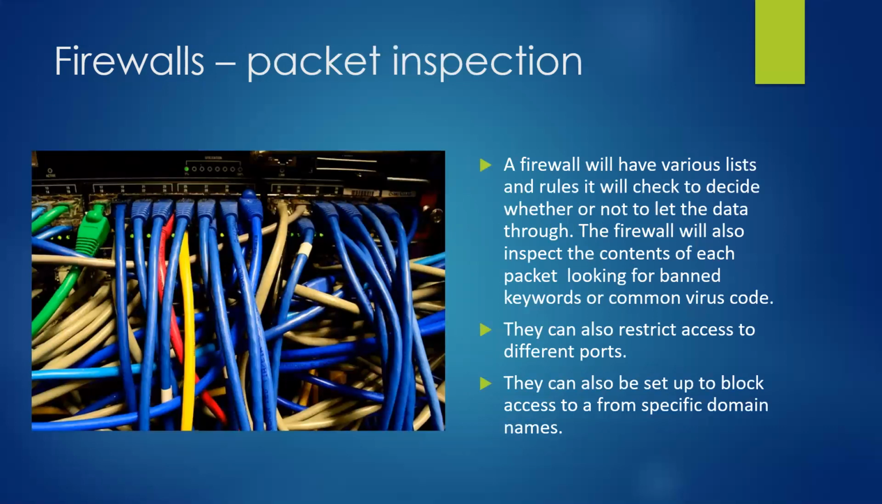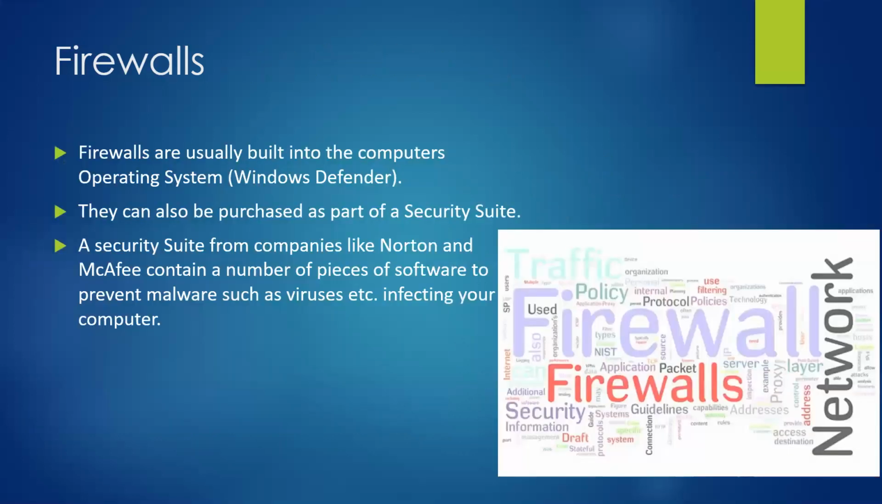The other method is packet inspection, where we're looking at that payload part, and a firewall will have various lists and rules to decide whether or not to let data through. It will also inspect the contents, the payload, looking for banned keywords or common virus code. We can restrict access to different ports, and we can also set up to block specific domain names. So we're looking at the payload, and that's why we call it packet inspection, and we can use certain rules again to block harmful data.